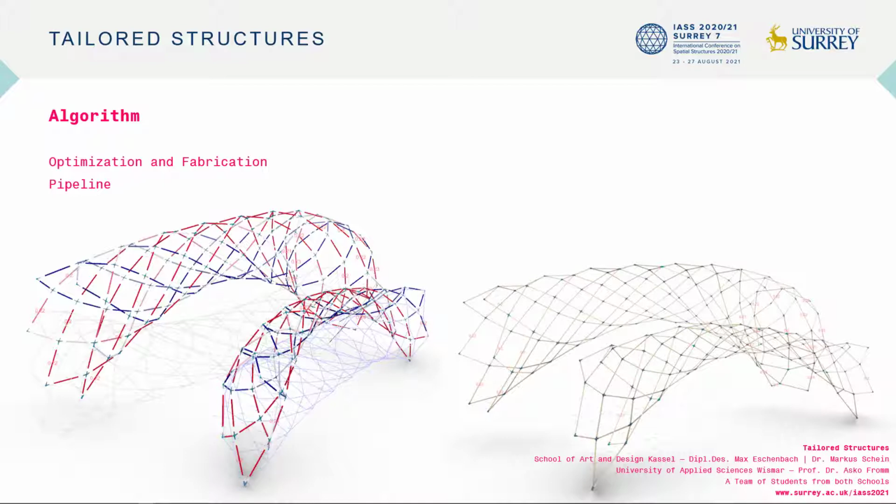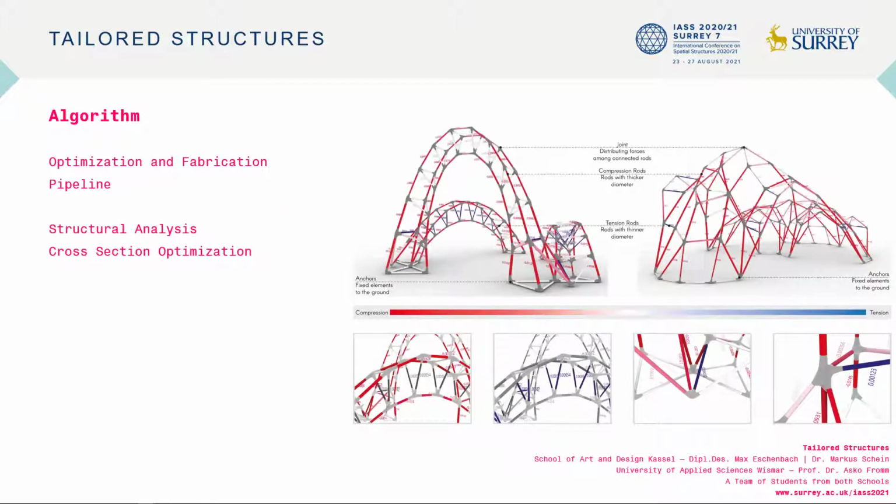In the second part, in the optimization and fabrication pipeline, basically four things happen: structural analysis, cross-section optimization, member assignment and joint generation. The first structural analysis is performed with one single cross-section only, and this cross-section is chosen to represent some average from the library, so an average of the available parts. The result of this first analysis is then the basis and the benchmark for the subsequent optimization of cross-sections. We use Karamba 3D for both, for structure analysis and cross-section optimization.